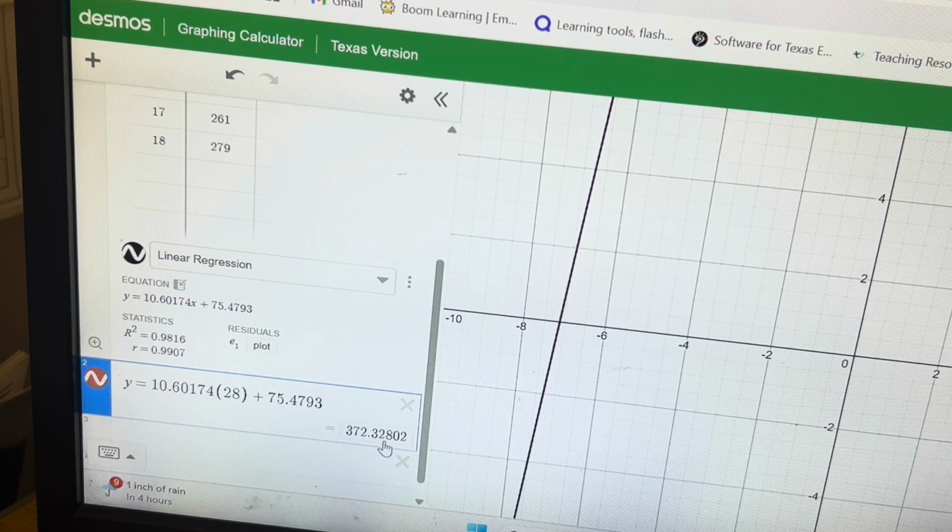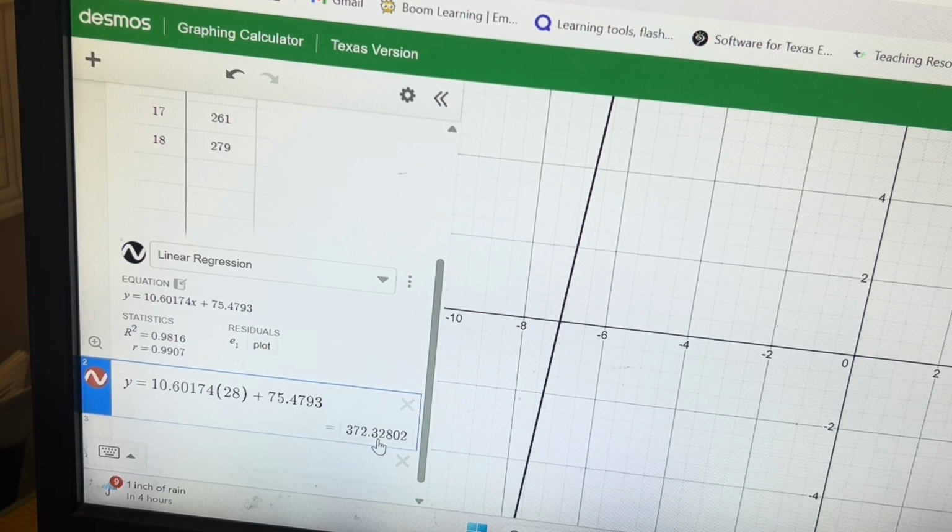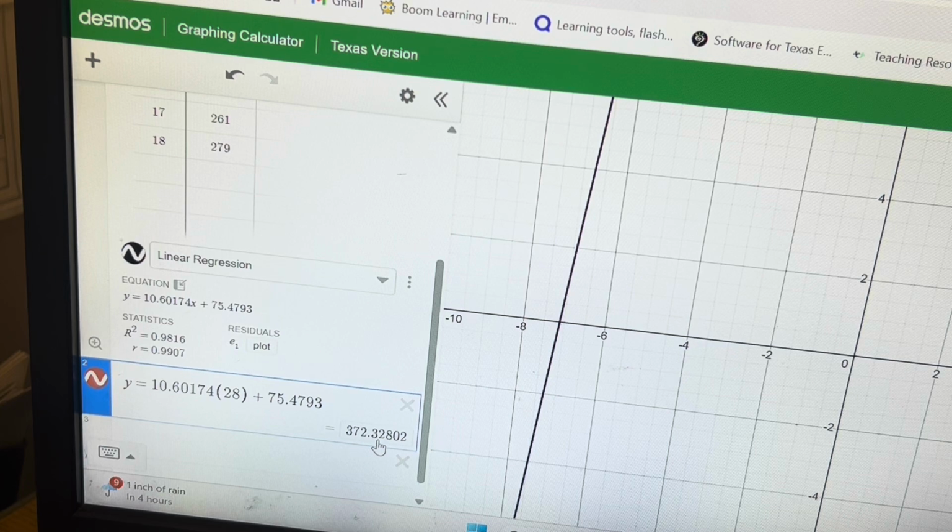And look what this does. It gives me 372.32, and so on. And that is my answer. So Desmos is a little bit quicker, okay? Let's do the same thing for the next one.